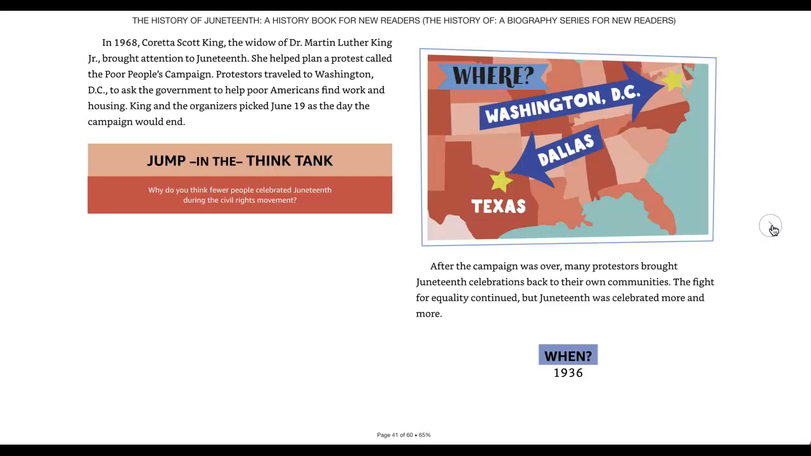In 1968, Coretta Scott King, the widow of Dr. Martin Luther King Jr., brought attention to Juneteenth. She helped plan a protest called the Poor People's Campaign. Protesters traveled to Washington, D.C., to ask the government to help poor Americans find work and housing. King and the organizers picked June 19th as the day the campaign would end.